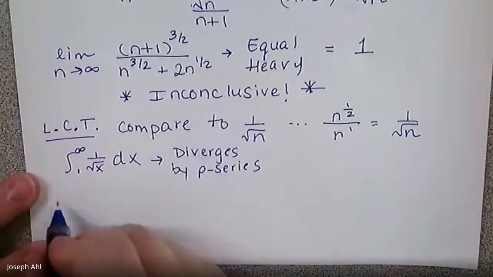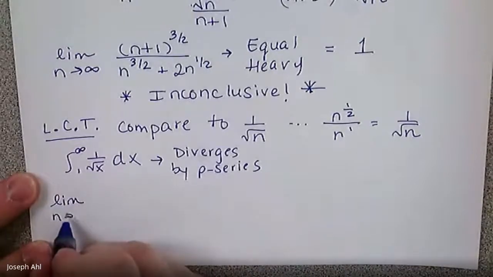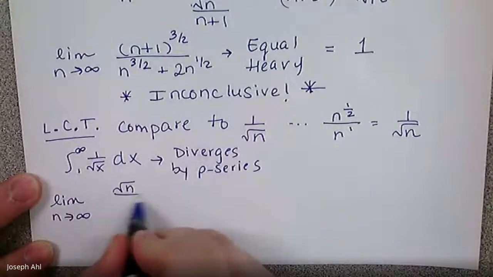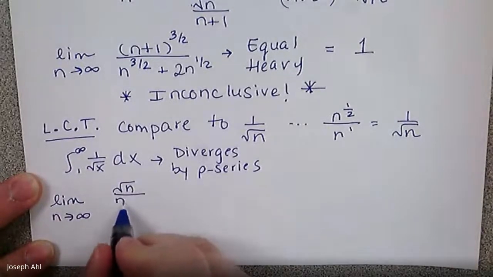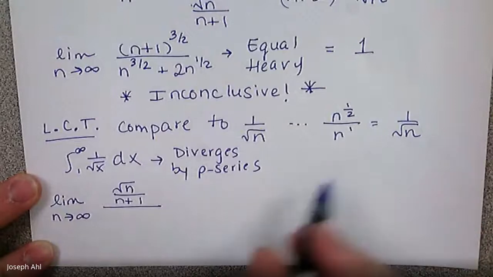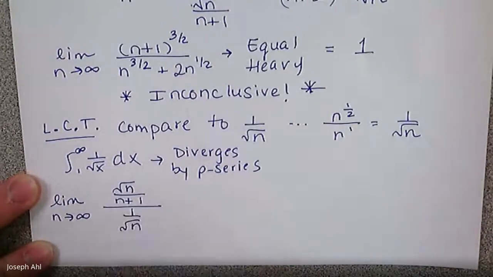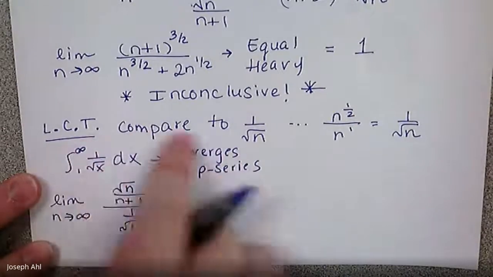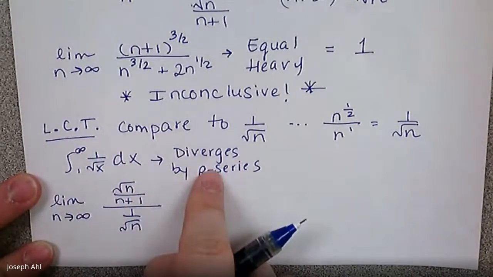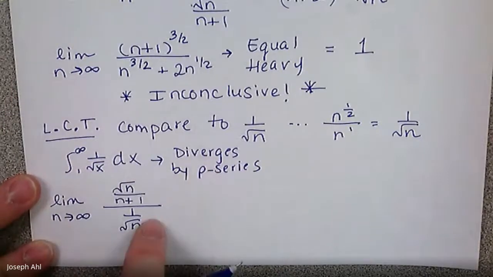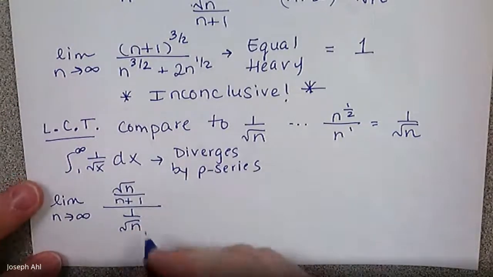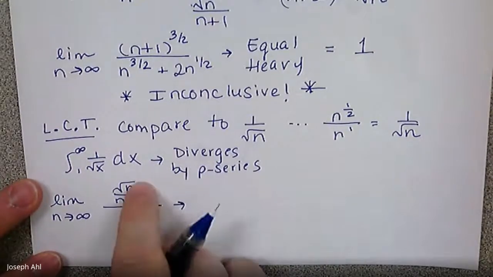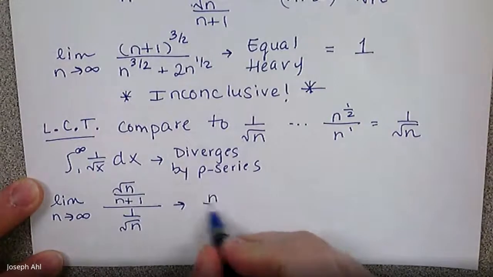And beyond that, we also have to show that the limit as n goes to infinity of the ratio of radical n over n plus 1, the original, over our comparison series exists. Okay, so if this limit exists, and we've proven that this series would diverge, then the original series will also diverge. Okay, so in terms of simplifying this here, if you multiply the top and bottom by radical n, this is going to turn into, let's see, that's going to be n over n plus 1.